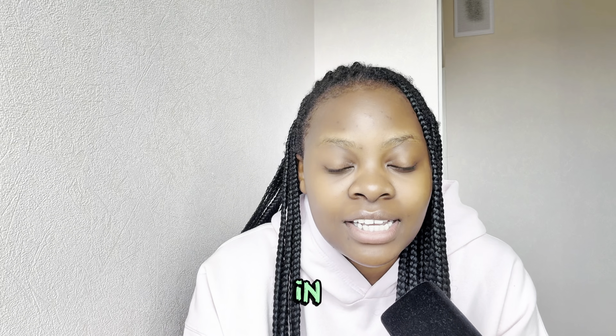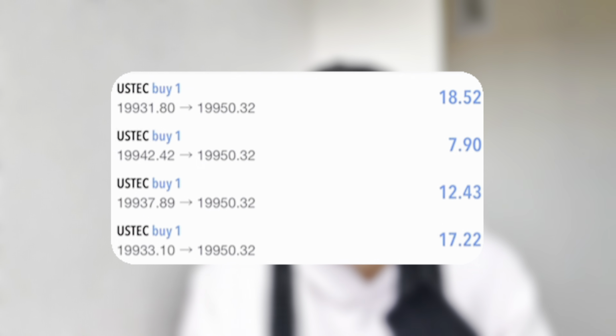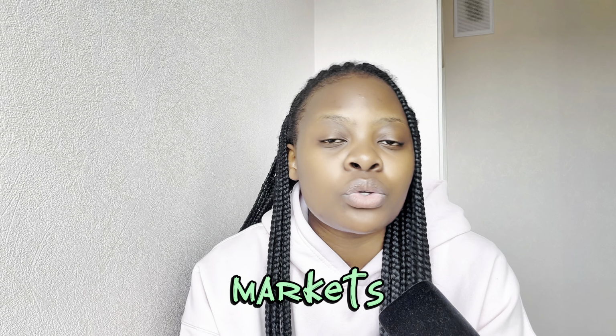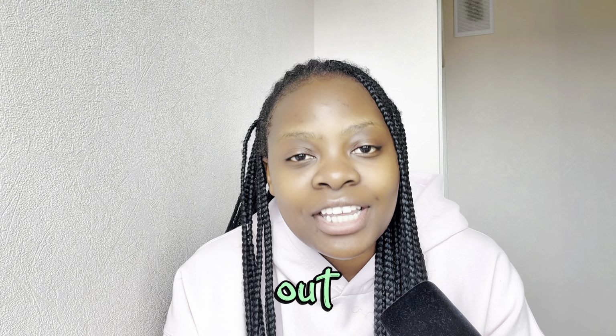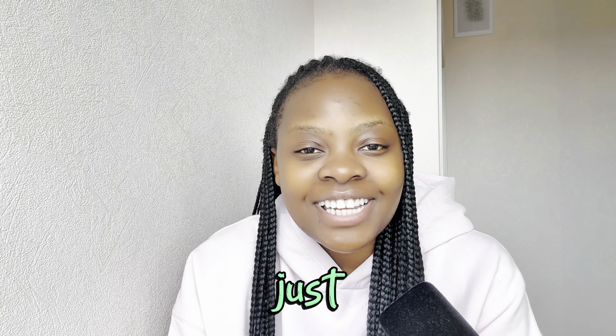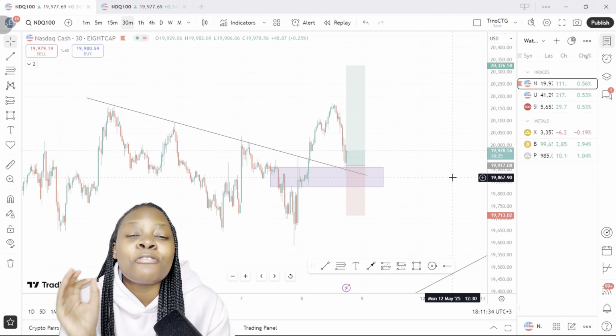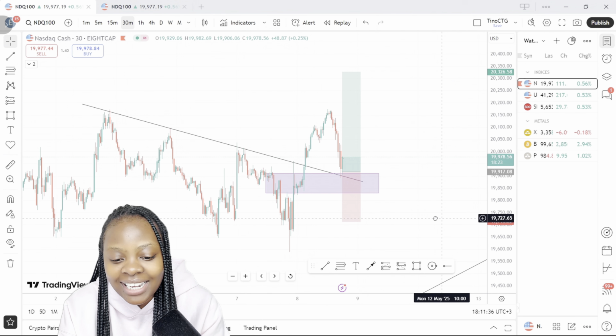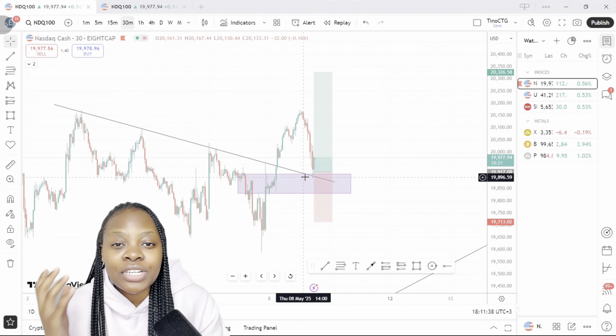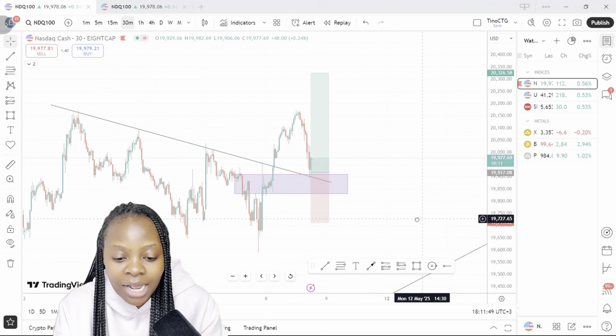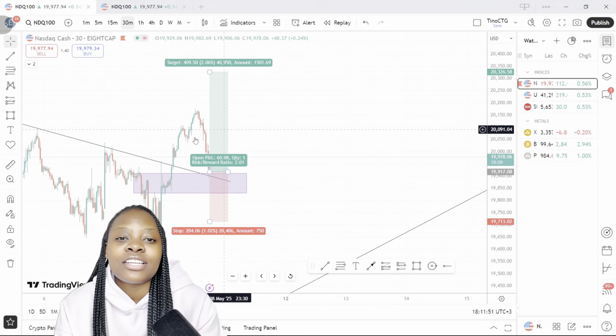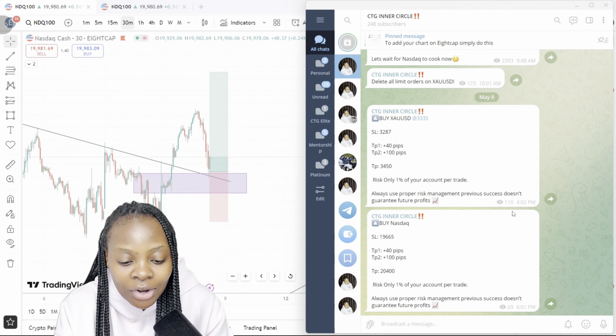The signal has been sent in the inner circle. I have taken the trades right over here. We only have to wait for the markets to keep moving, and we'll check them out in a few minutes. And just like that, guys, just look at this. A few moments have just passed, and as you can see, we have already rejected off of that level that I was talking about, and the inner circle is already sitting in good profit right now.